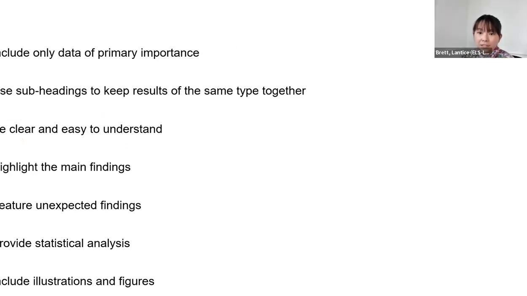So editors make their own judgment and decision on ethics. Moving on to the results section. This is where you describe the important results of your research. You should present the results that are essential to the discussion, which means only data of primary importance. You can use subheadings to keep results of the same type together. They should be clear and easy to understand for readers, and you should highlight the main findings and expected findings, provide statistical analysis, and include illustrations and figures.